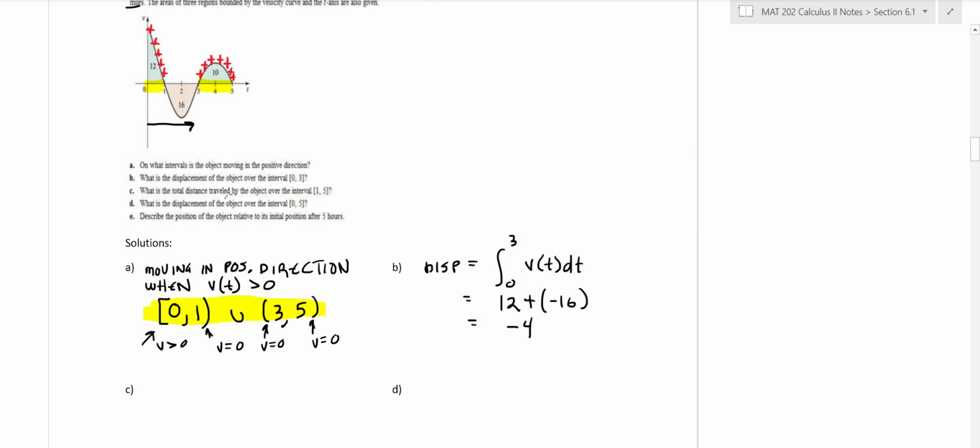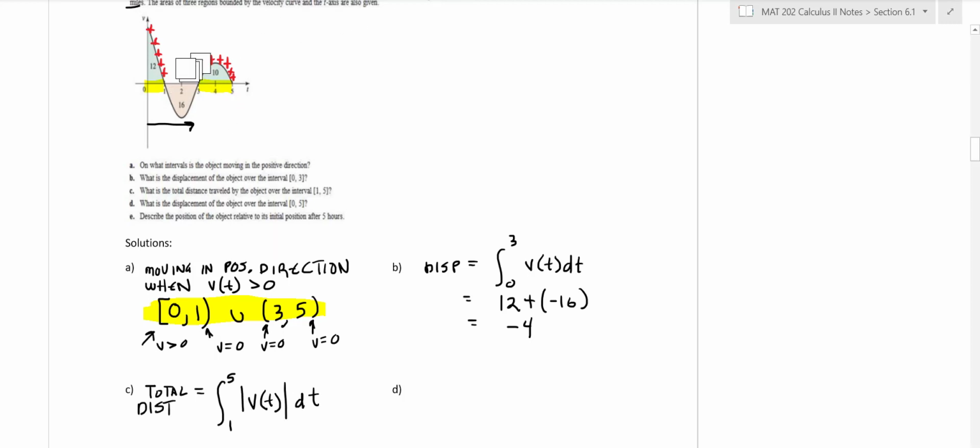Part C, what is the total distance traveled from 1 to 5? Okay, so when we do total distance, we're going to go from 1 to 5. We're going to integrate from 1 to 5, but distance is always a positive number, so we integrate the absolute value of the velocity dt like that.